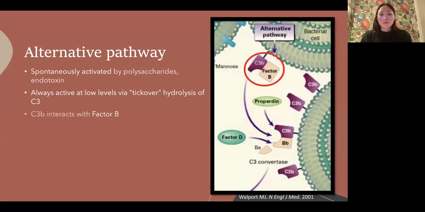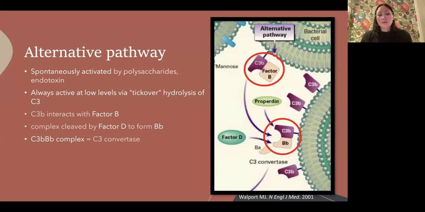Further down the pathway, you've got C3b interacting with factor B here. I'm pointing out these different things because we'll talk about them later in terms of disorders. This complex is then cleaved by factor D to form Bb. And then you've got C3bBb, it's a mouthful. This creates the C3 convertase in this pathway. And then we will talk about properdin. This molecule stabilizes this complex, and then it keeps on going to make more and more C3b.